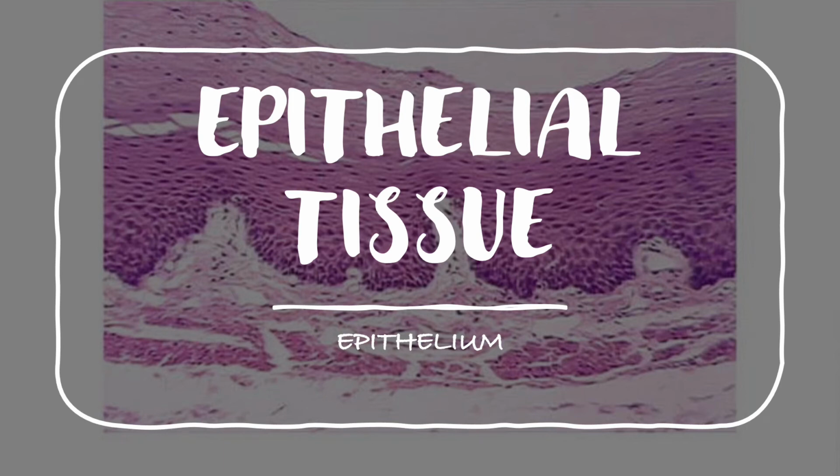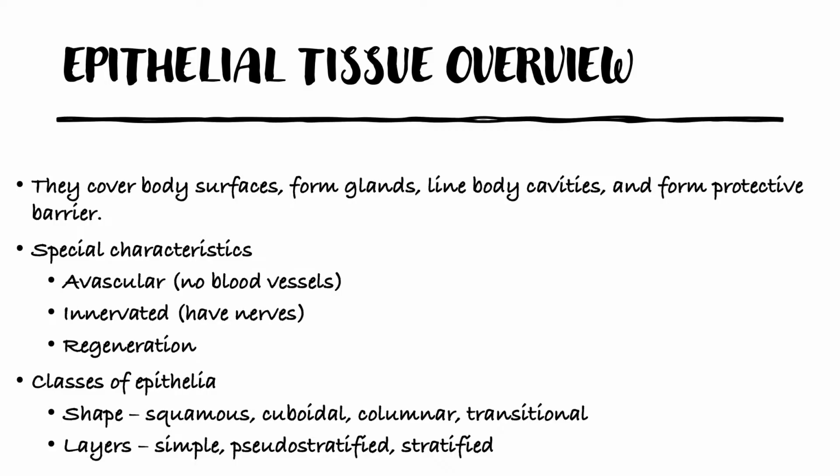Hello everyone, welcome back. Today I'm going to be going over the epithelial tissue, which is also known as epithelium. So a quick overview. The epithelial tissue, or epithelium, covers body surfaces. You see them forming glands, lining glands. They also line body cavities such as pleural cavities, pericardial cavities, and they form protective barriers.